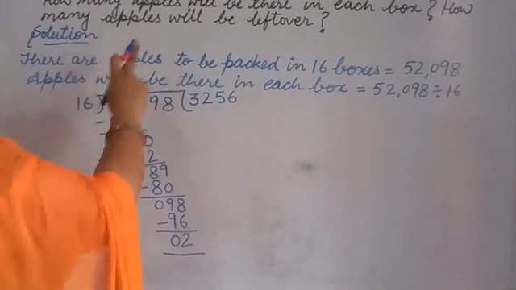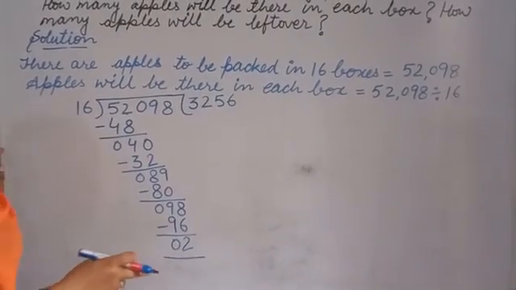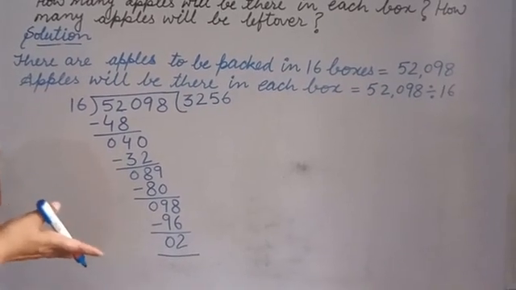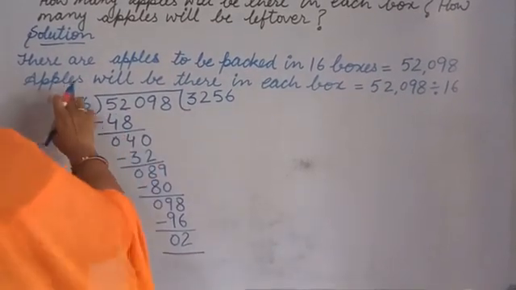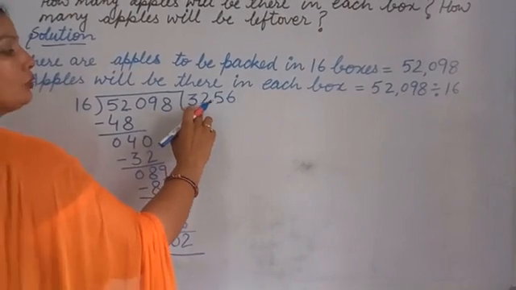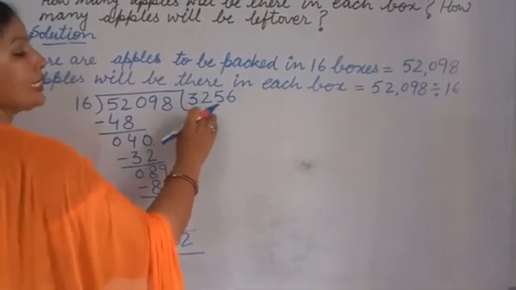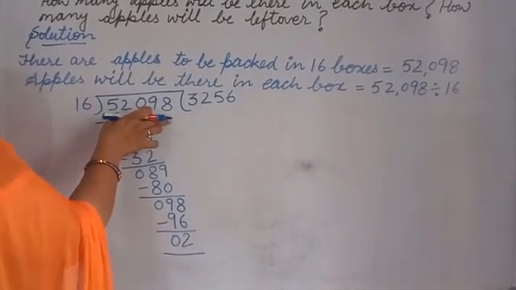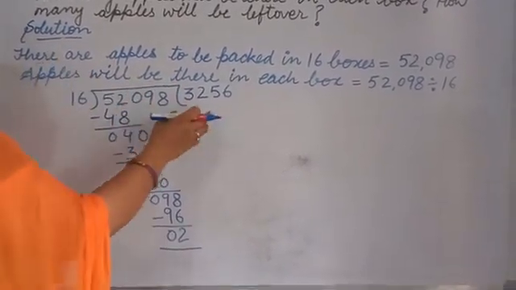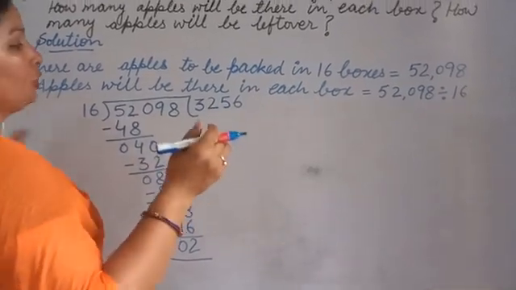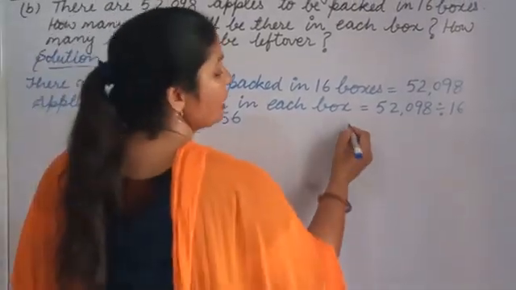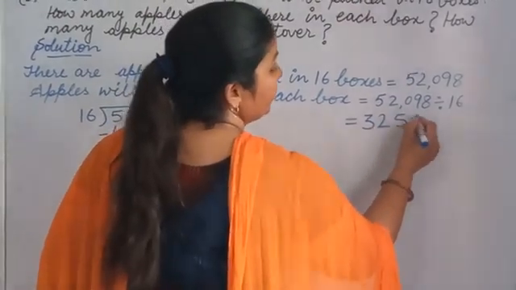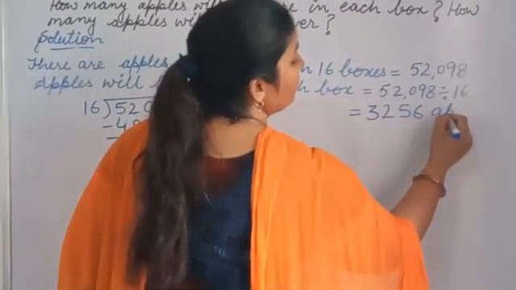They are asking how many apples will be left over. So 2 apples will be left over. That's our remainder. And the apples in each box are 3256. These apples will be in each box because they are divided among 16 boxes. So in one box there are fewer apples. So this will be the answer, 3256 apples in each box.